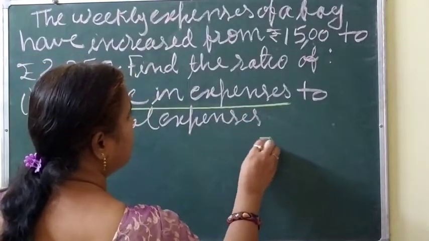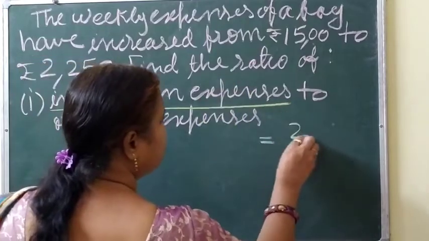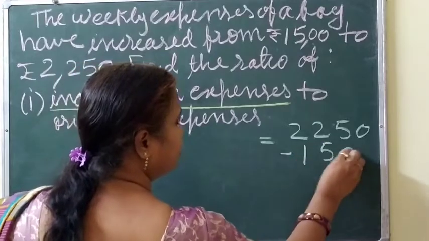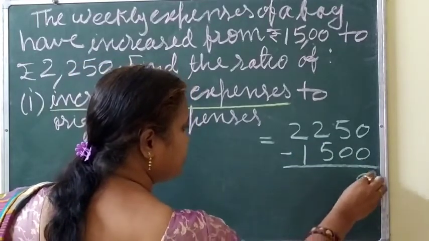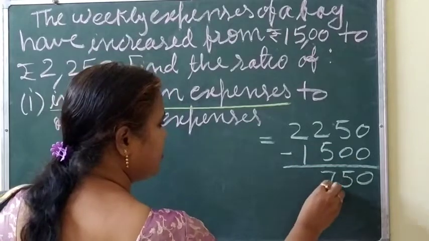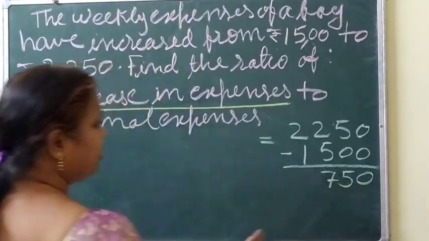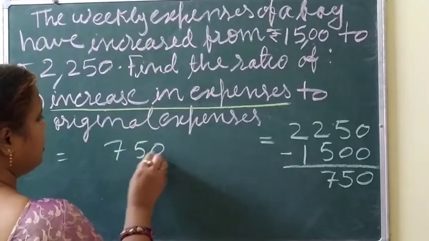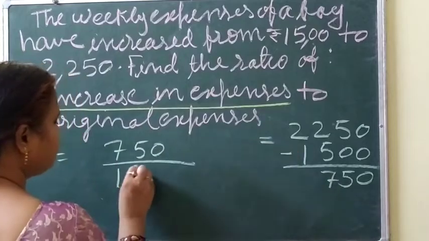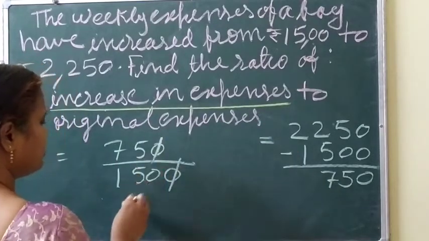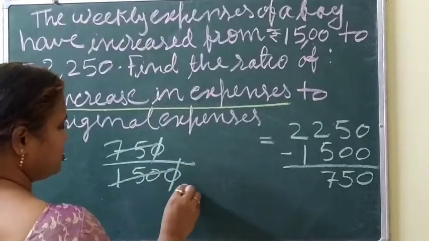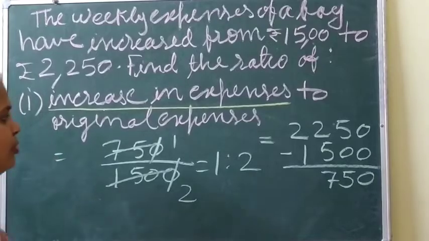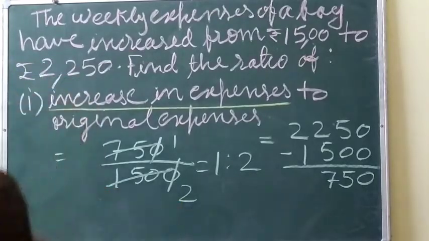And the increase in expense will be equal to 2250 minus 1500. Clear? So subtract it. 0, 5, 12 minus 5 is 7. So 750. So the increase in expense, 750, divided by original expense 1500. So 0, 0 cancel. Then 75 2s are 150. Clear? So it will be 1:2. The answer will be 1:2.